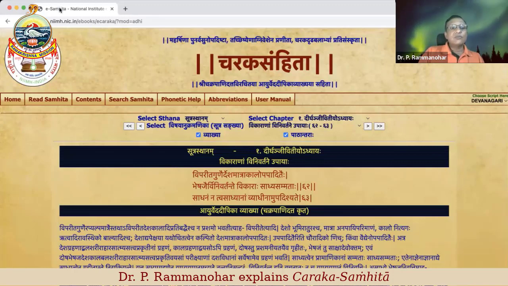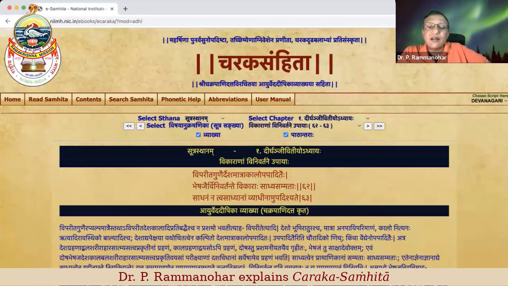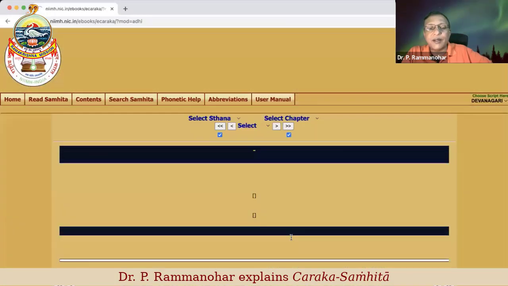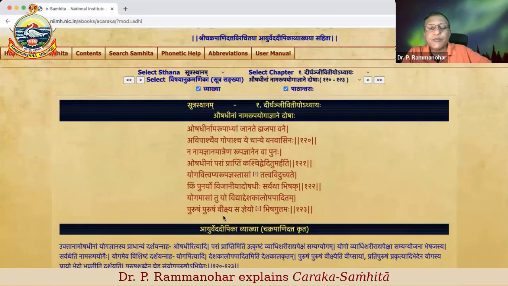When you are treating in another place, we will read that very soon. Similar, viparida gunair desha matra kalopapadi daihi bheshajair vinivartande vikara sadhya sammata. A similar sloka is there. I will also show that, which is relevant here. Yoga masam tu yo vidyat desha kalopapadidam purusham purusham vichya satnyayo bhijaguttama. I'm jumping to that sloka.